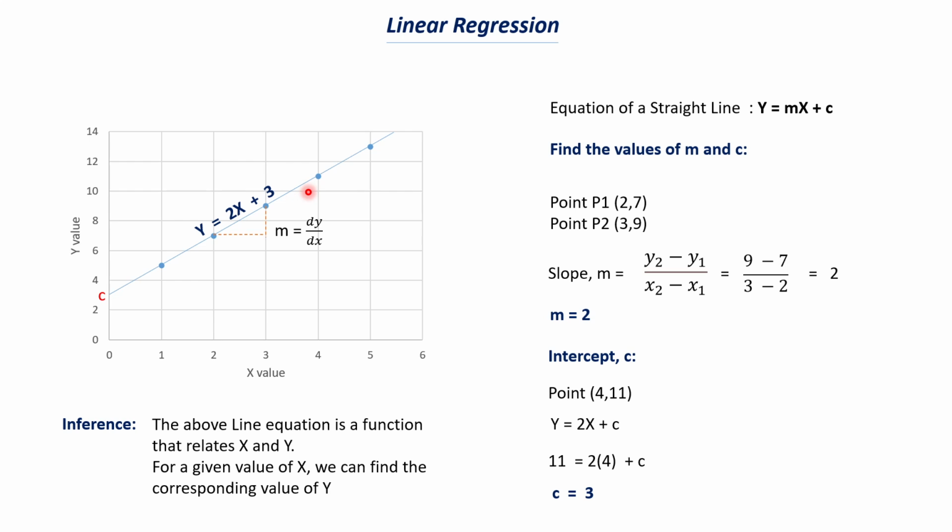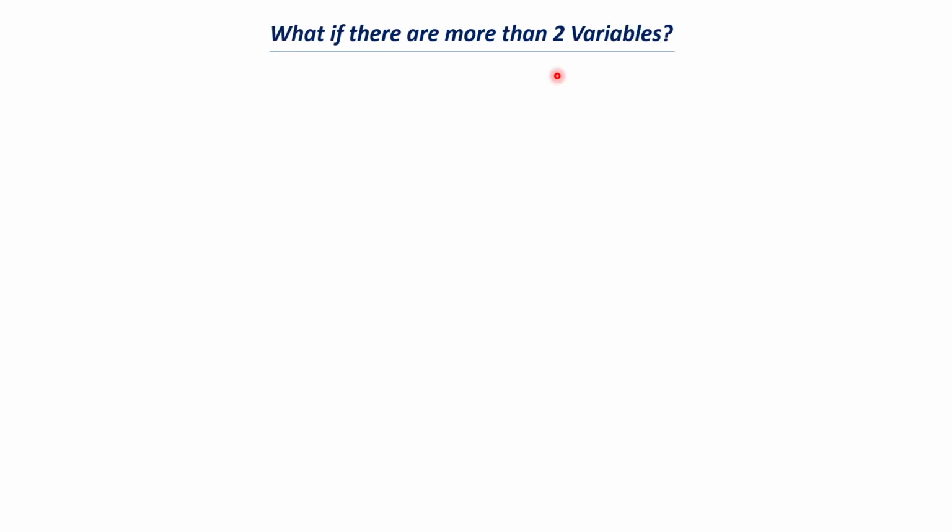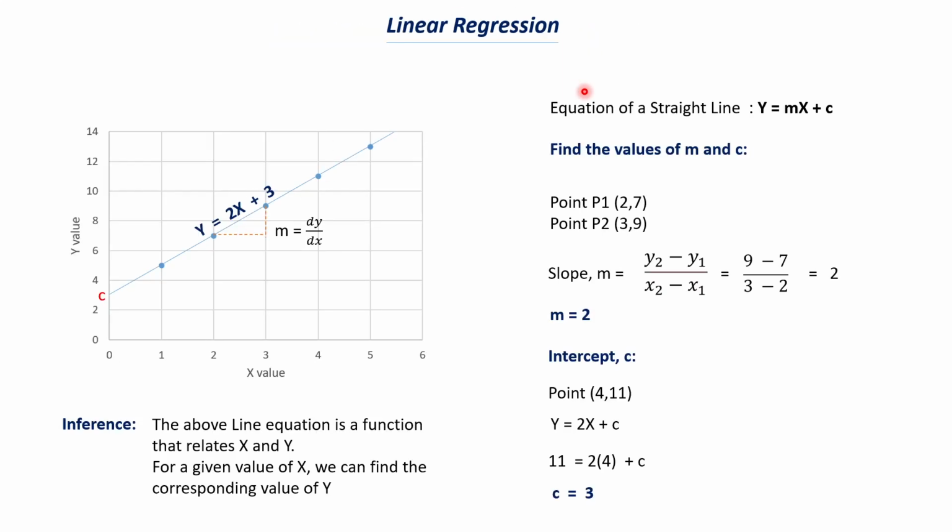Now there are also a few other things which I need to explain. What if there are more than two variables? In the previous case, we have the x value and y value, so we have two variables, the x variable and the y variable, right? And I have told you that x is the independent variable and y is the dependent variable because the value of y depends on the value of x. Now, what if there are more than two variables? What if there are more than one independent variable?